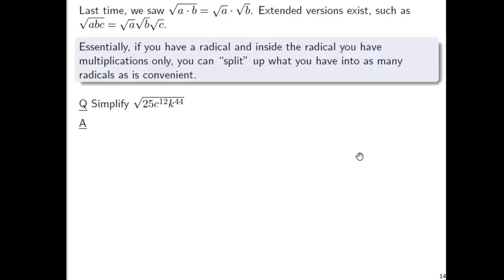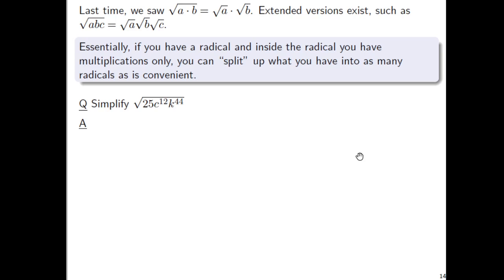Okay, last time we saw the square root of a times b equals the square root of a times the square root of b. There are extended versions of this, like root abc equals root a times root b times root c. You do need multiplications, though, not addition, for this to work. Essentially, if you have a radical, and inside the radical you have multiplications only, you can split up what you have into as many radicals as is convenient.